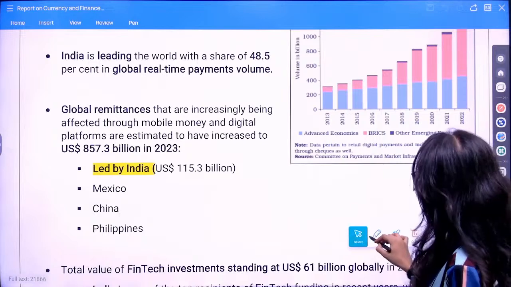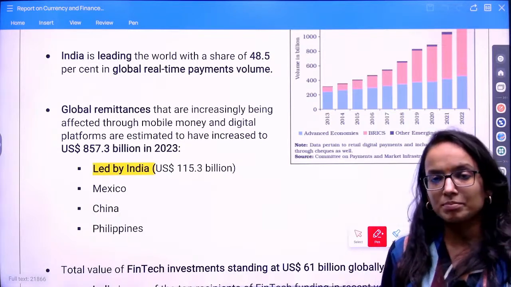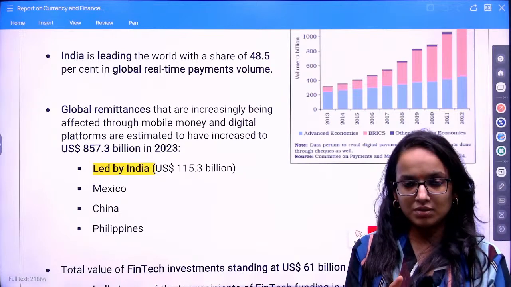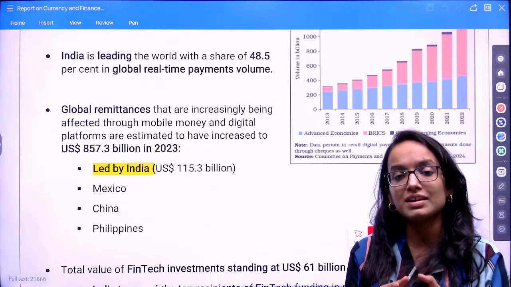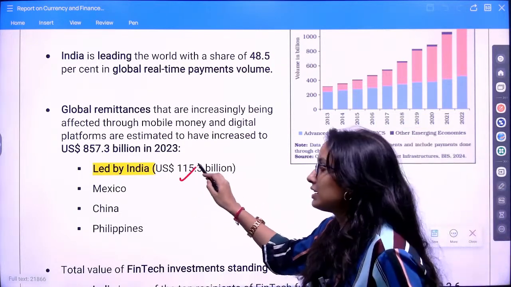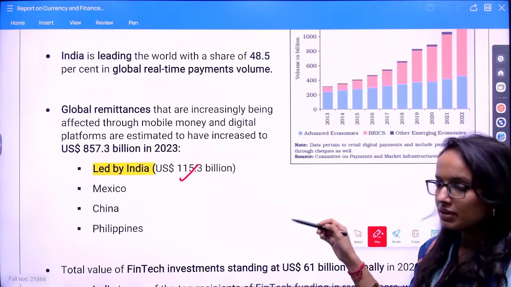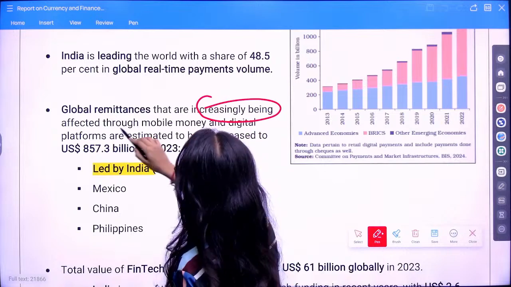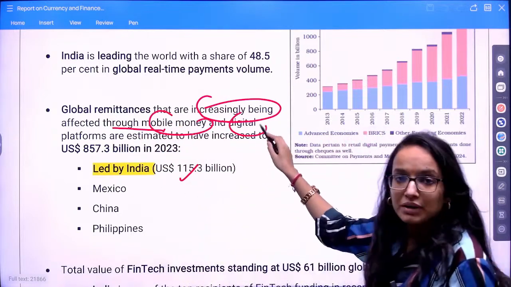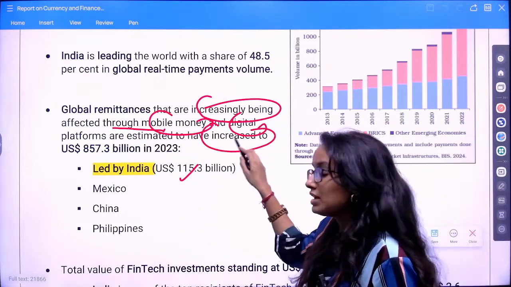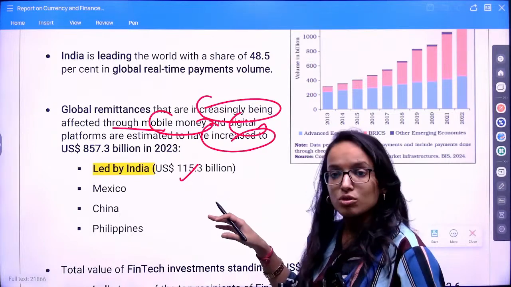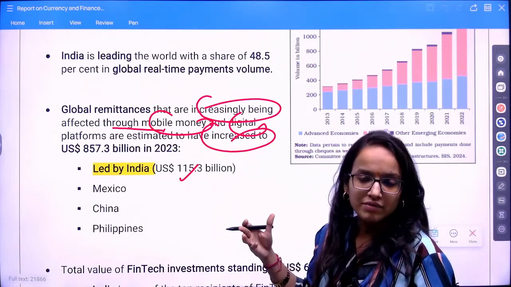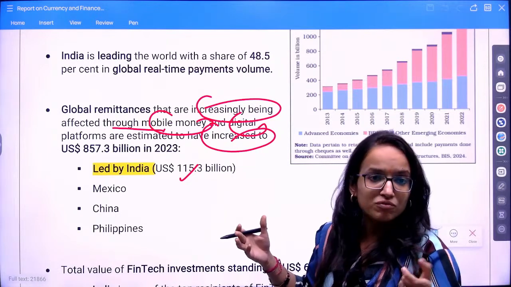Next, if you see global remittances, of course, remittances is something which we have discussed in other reports as well. If you talk about the countries which have received the highest remittances, India stands first. Also remember the other countries and their rankings. Global remittances are increasingly being effected through mobile money and digital platforms and are estimated to have increased. At the global level, remittances also have increased because now it is easier to send remittances, given the digitalization and given the facility of mobile money.